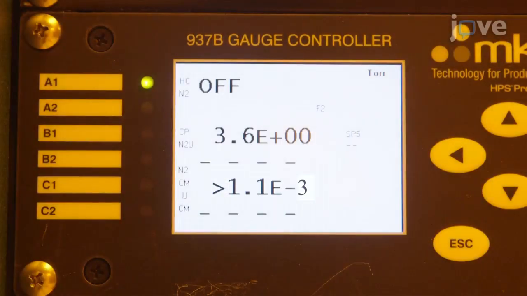Our technique is extremely sensitive to film thicknesses, as shown in our results.